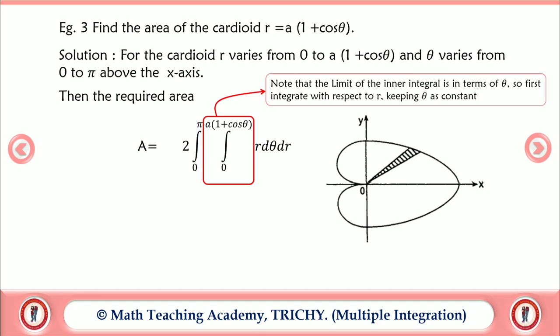So here the inner integral is in terms of theta. Note that the limit of the inner integral is in terms of theta. So first integrate with respect to r keeping theta as constant. That is why here we have 2 into integral 0 to pi, integral 0 to a into 1 plus cos theta, of dr d theta. Here we have interchanged the order as dr d theta. So this is the inner integral.